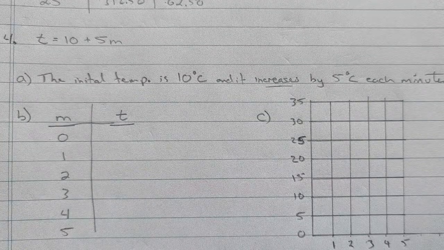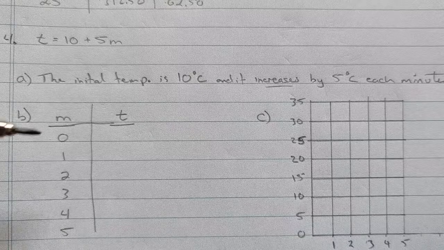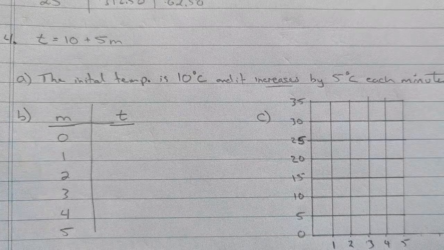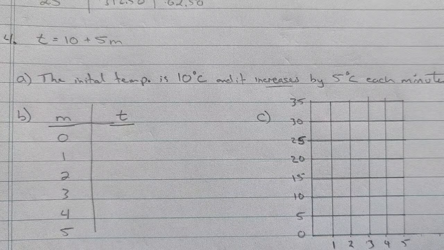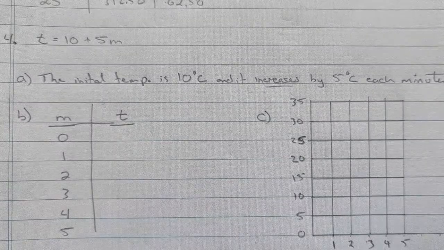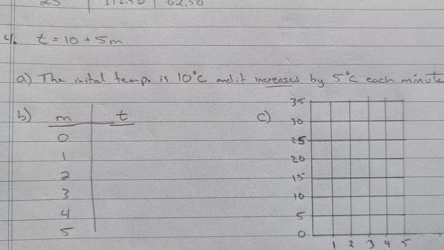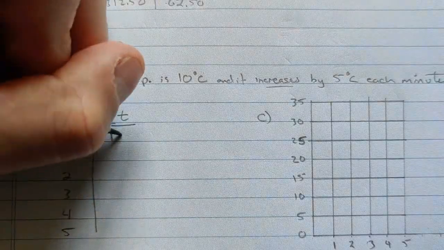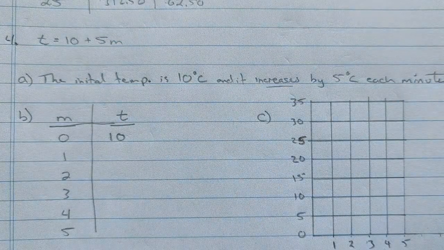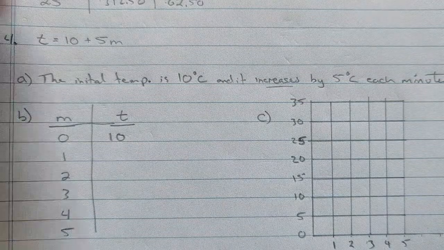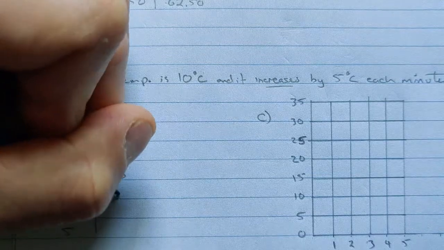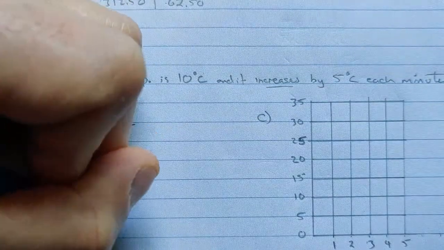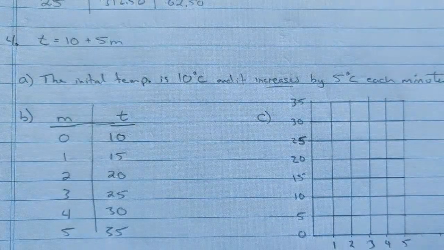And so here we have a table of values. I figured 0 to 5 would be some good numbers for the time, and it will illustrate enough information for us. So it starts at 10 degrees Celsius, and it goes up by 5 degrees each minute. So 10, 15, 20, 25, 30, and 35 is our final value there.